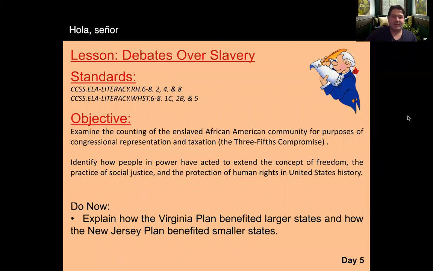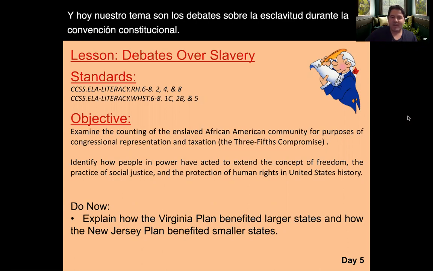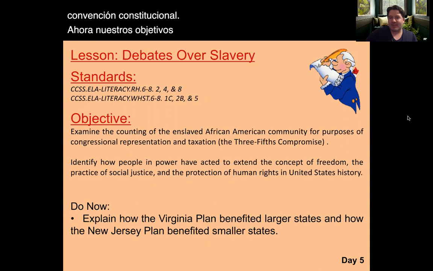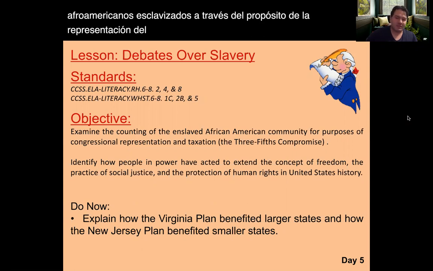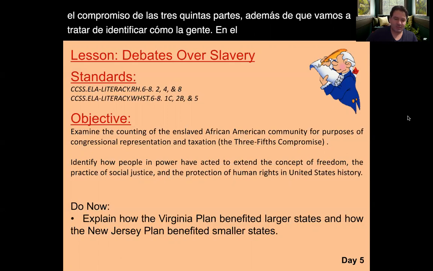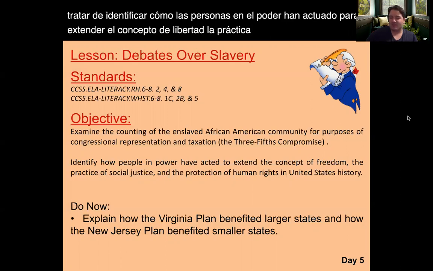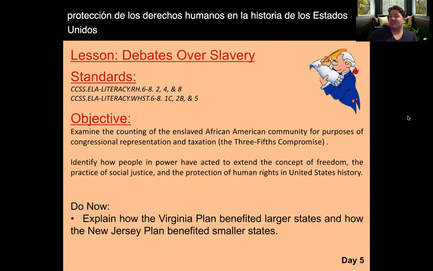U.S. History, and today our topic is debates over slavery during the Constitutional Convention. Our objectives for today are to examine the counting of enslaved African Americans for the purpose of congressional representation and taxation, ultimately known as the Three-Fifths Compromise. In addition to that, we're going to try to identify how people in power have acted to extend the concept of freedom, the practice of social justice, and the protection of human rights in United States history. And then, unfortunately, how some of them have not acted to support the same.